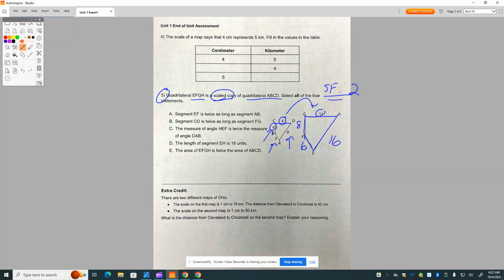Now you could go ahead and read all those statements and make sure that you find which ones are correct and wrong. For instance, segment EF is twice as long as segment AB. Well, what is the length of EF? EF here is 6. What's the length of AB? Well, AB is right over here. Notice that AB is 3, so is EF twice as long as segment AB? The answer would be yes, because 6 is twice as large as 3.